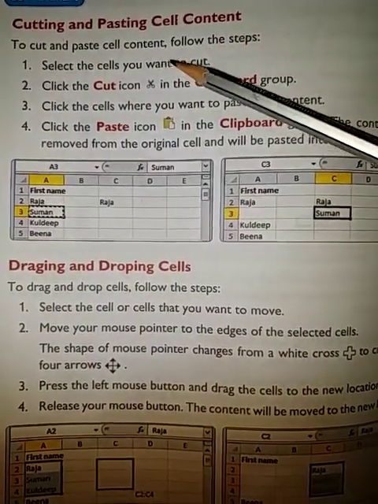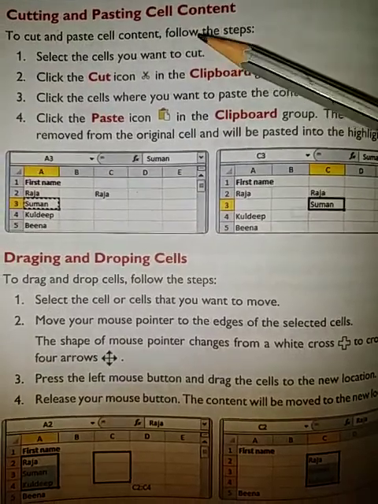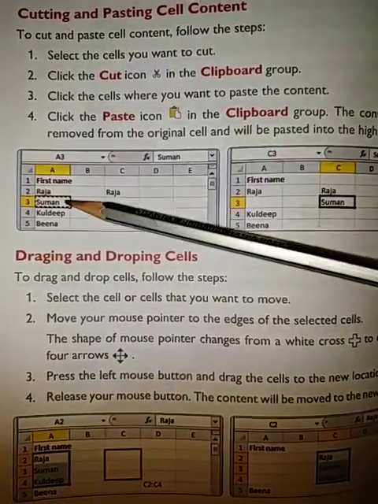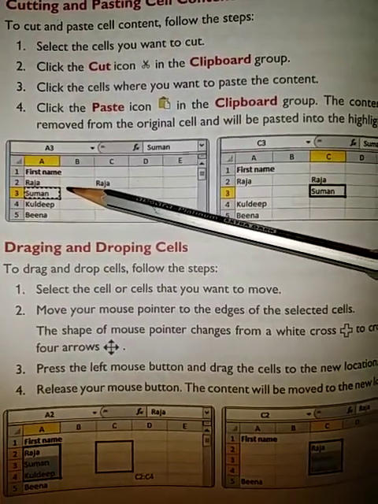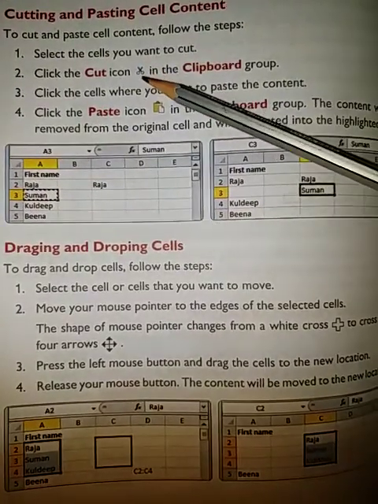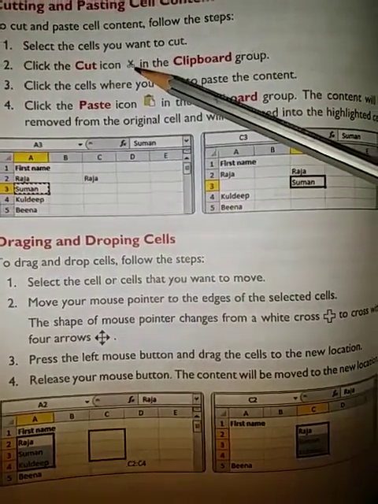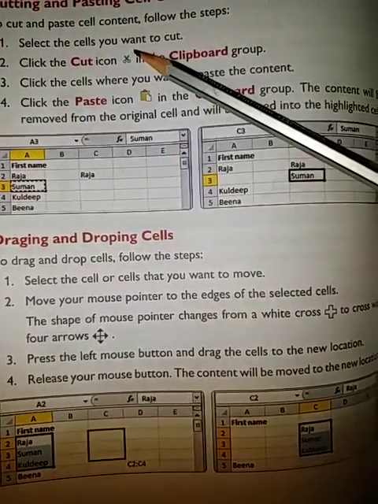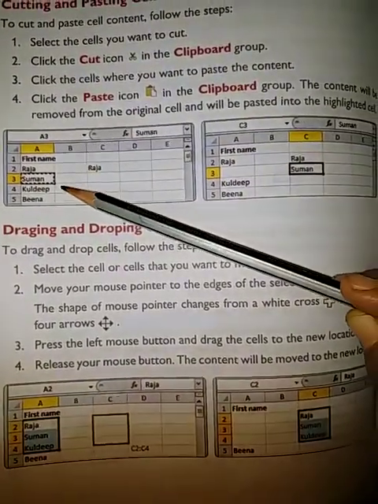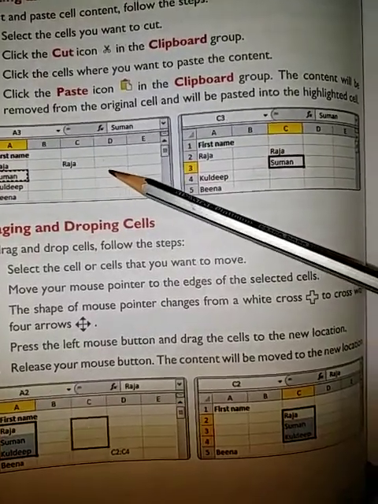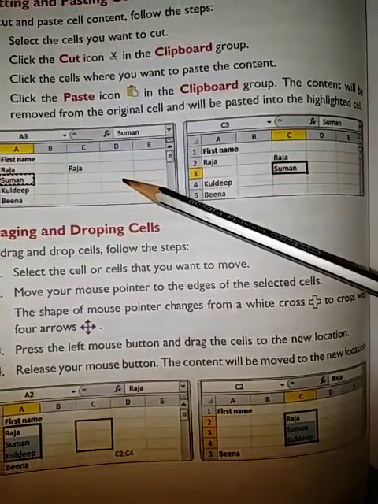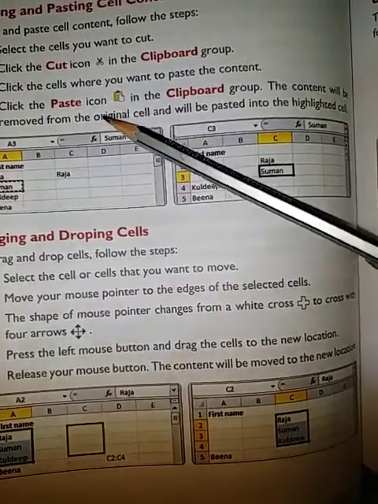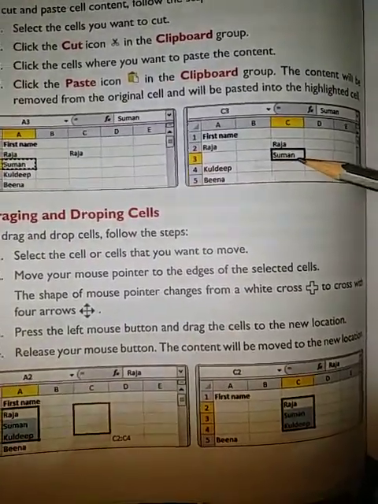To cut and paste cell content, follow the steps. How to cut? Click the cut icon. We have to put our cursor on whatever we want to cut and just click on the cut option, like this, in the clipboard group. We can see this cut option and we will click on that and it will be cut. And for pasting, somewhere we have to put our cursor and we have to select the paste option. It will paste like this.